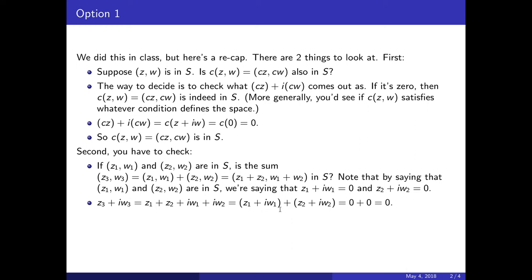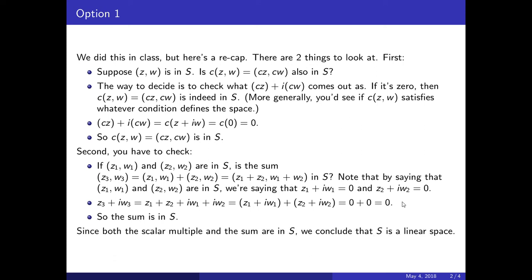z1 plus iw1 will be equal to 0 because this vector z1, w1 came from S, and z2 plus iw2 will also be equal to 0 because this vector is in the space S. So we get 0 plus 0 equal to 0, and we conclude that the sum of two vectors in the space is still in the space. So we've got sums in the space, we've got scalar multiples in the space, and those two facts together tell us that the space S is a linear space.